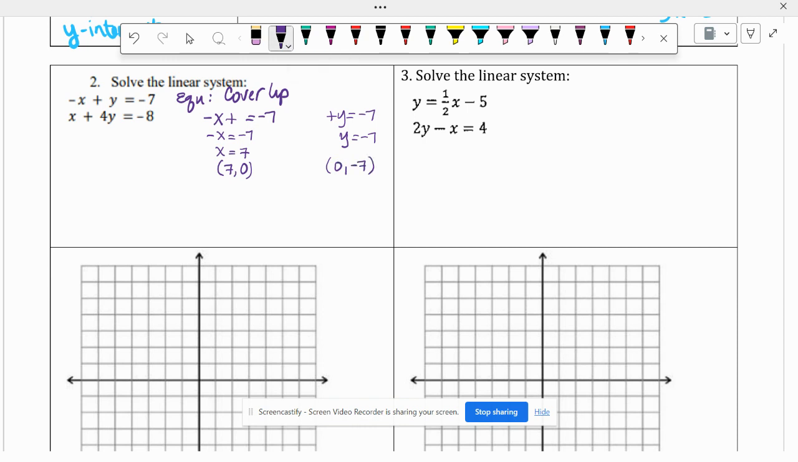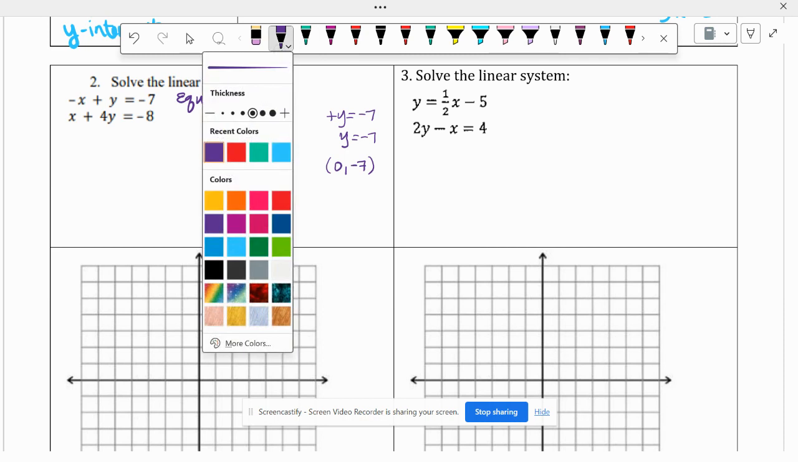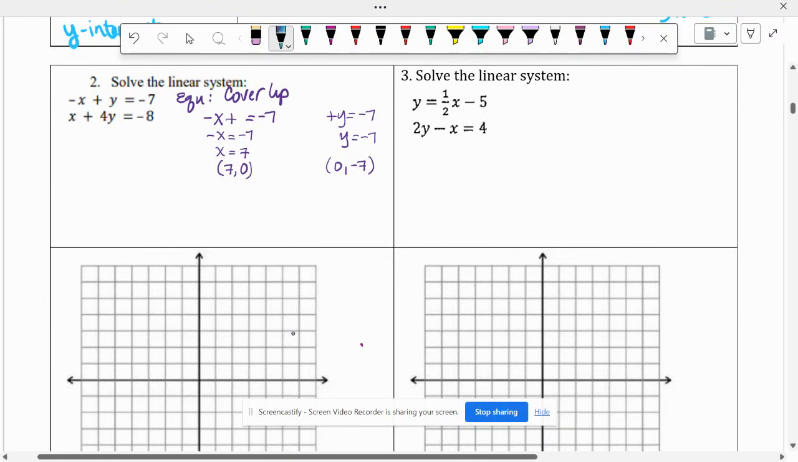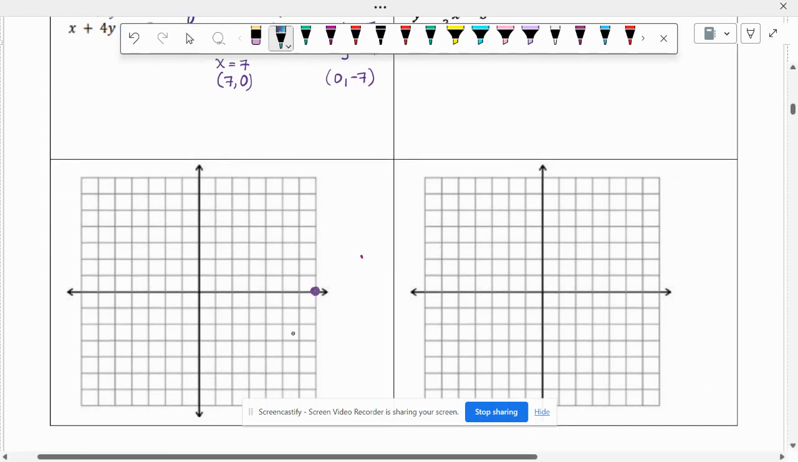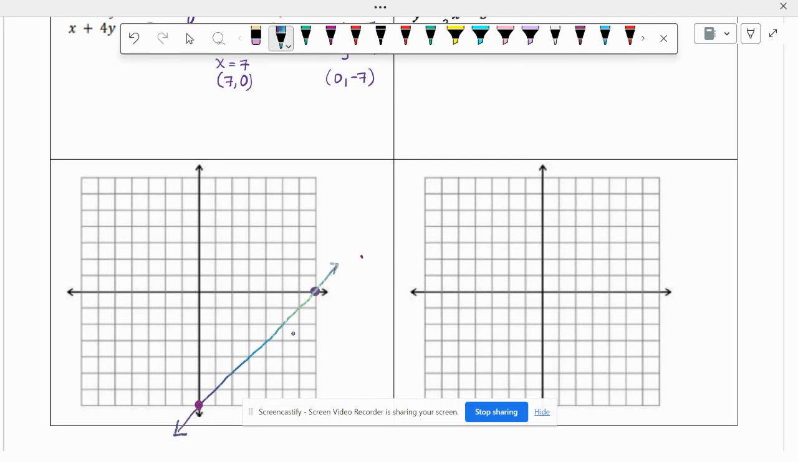So I'm going to graph those sets of points first. I have the ordered pair 7, 0 on the y-axis and negative 7, 0 on the x. Sorry, I said that backwards. 7, 0 on the x-axis and negative 7, 0 on the y-axis. So this is my line that represents that equation.